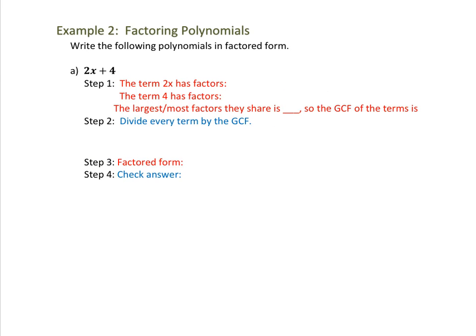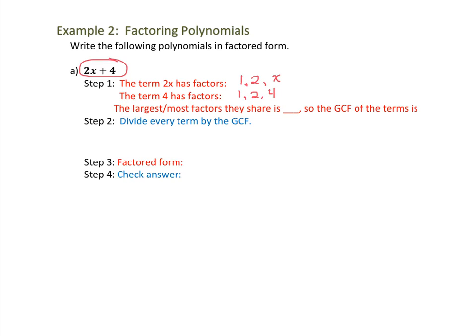In example 2, we have an expression 2x plus 4 that we want to write in factored form. The first thing you need to do is identify all the factors of all of the terms in the expression. So the first term, 2x, has two factors, 2 and x. Factors of the number 2 are just 1 and 2, and factors of x to the power of 1 is just x. The second term, 4, has factors of 1, 2, and 4.